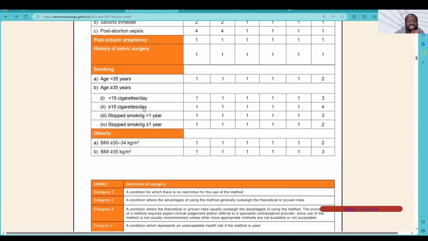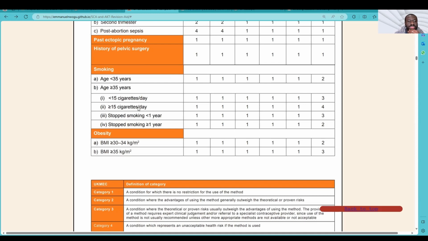When it comes to smoking, in the SCA, a patient might be asking for contraception and you might find out that she's smoking, and you have to check her age. If she's less than 35 years, irrespective of how much she's smoking, you can still prescribe. If she's 35 years or more and smoking less than 15, you still advise that you shouldn't, UK MEC 3. If she's smoking 15 or more and is 35 years or older, then it's an absolute contraindication, so you would be strongly advising against combined pills.